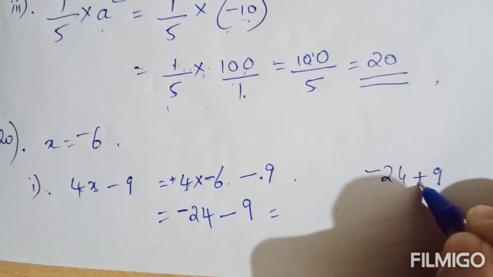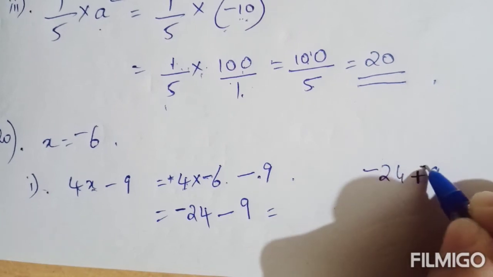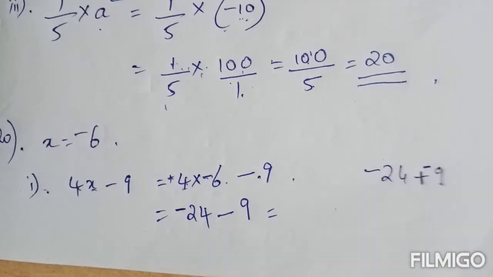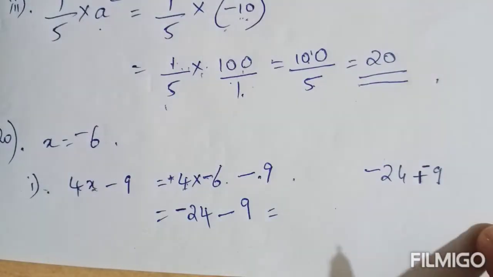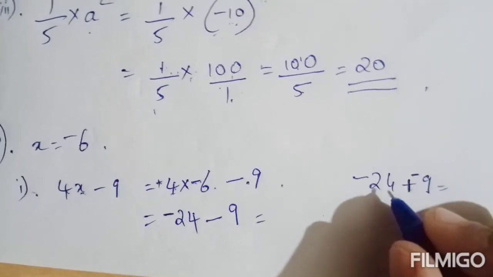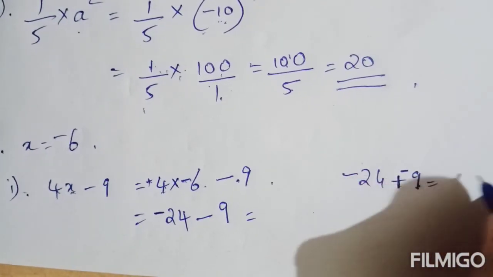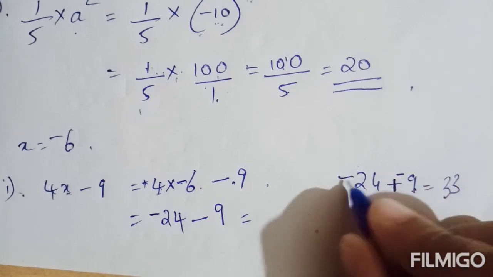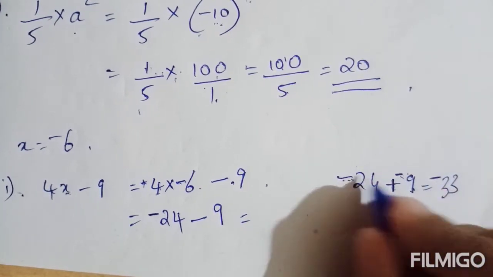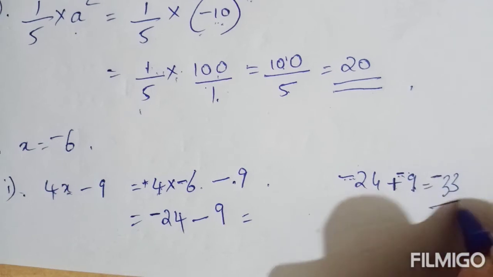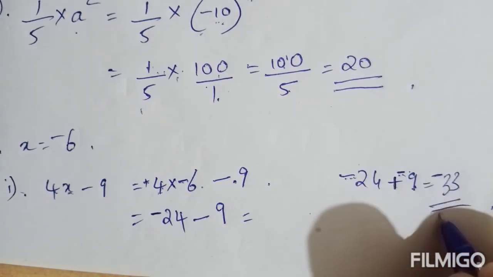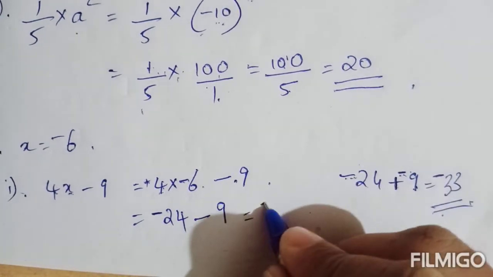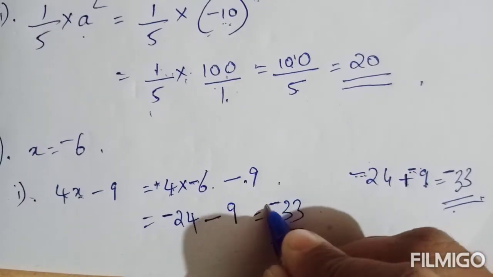This minus you can change to plus. Change the sign of next number. Minus 24 plus minus 9. So 24 plus 9, it is 33. Two negative numbers addition, so put negative sign in the answer. Negative 33. So that will be the answer.